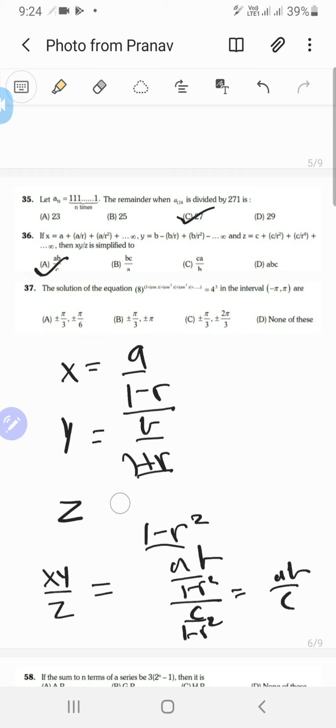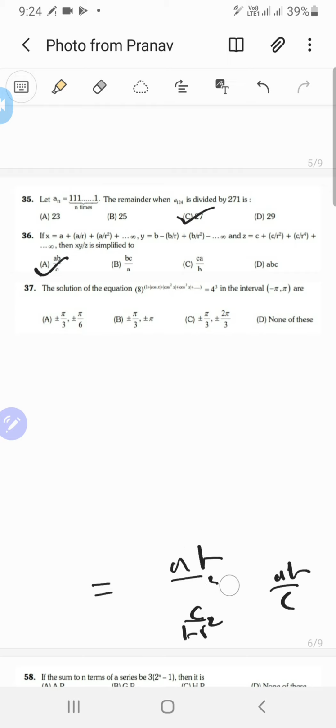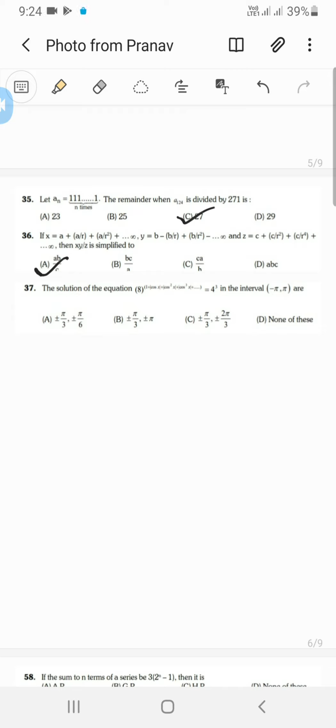Okay. The solution of the equation 8 to the power 1 plus modulus of cosine of x plus cos squared of x, the modulus of that, plus the modulus of cos cube of x, and so on forever, is 4 cubed in the interval negative pi to pi. Let's see what we can do.